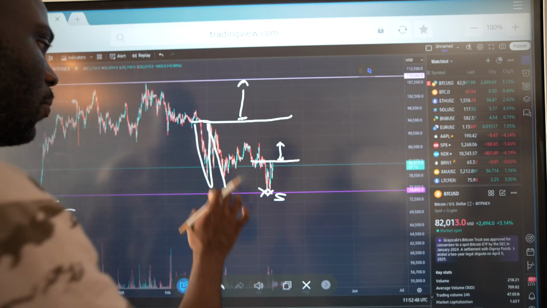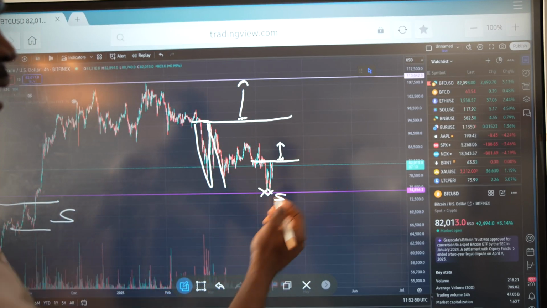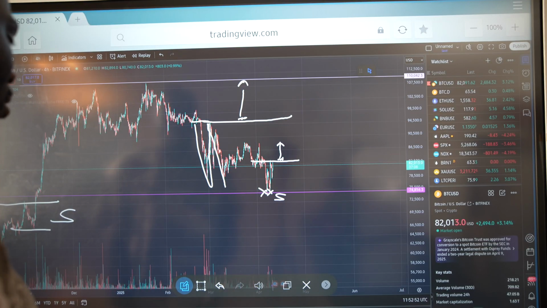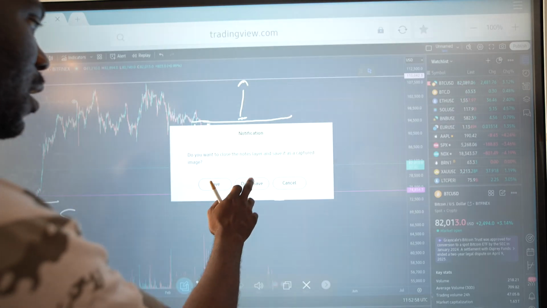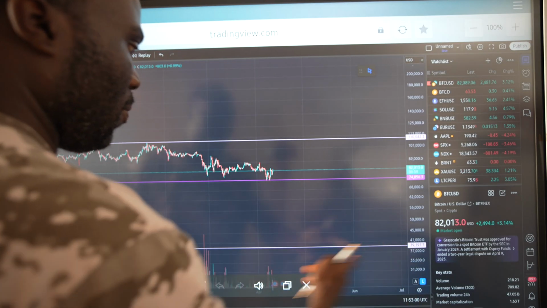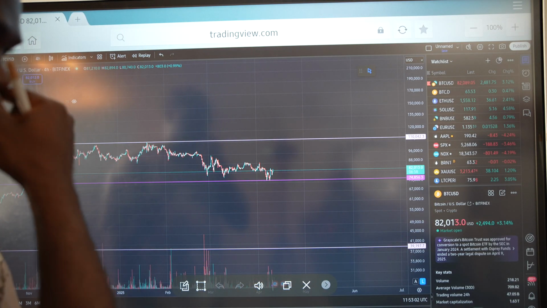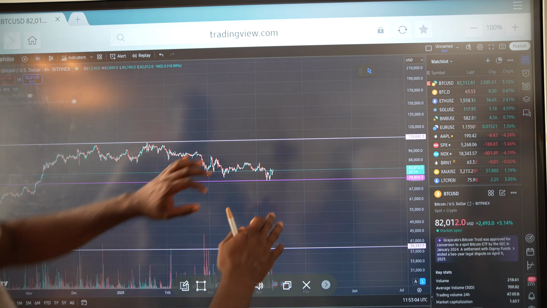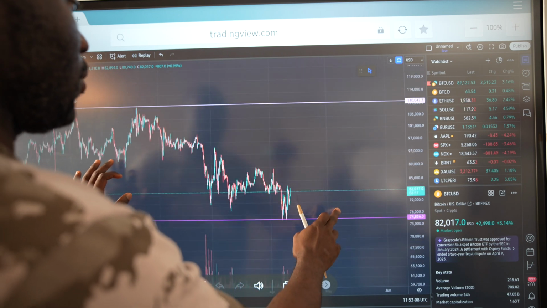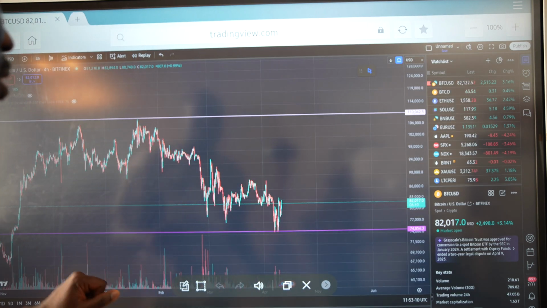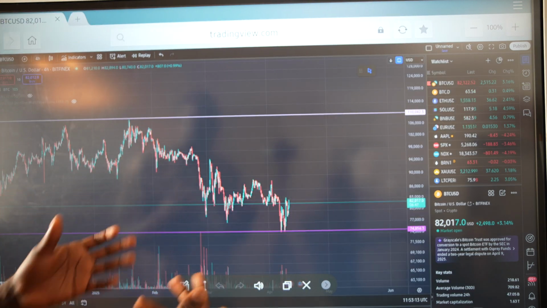If that doesn't happen, then maybe we'll just continue to range until we break down the level, and then of course the other range we marked will now become useful in this case. So for now, we are only interested in these two boundaries. Okay. So you look at this now, you ask yourself, how can I take a trade here?